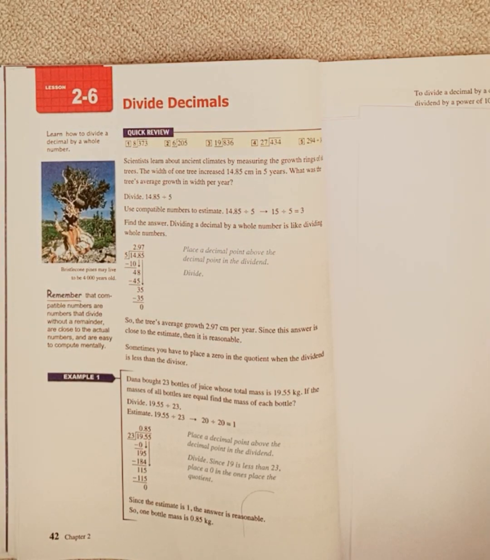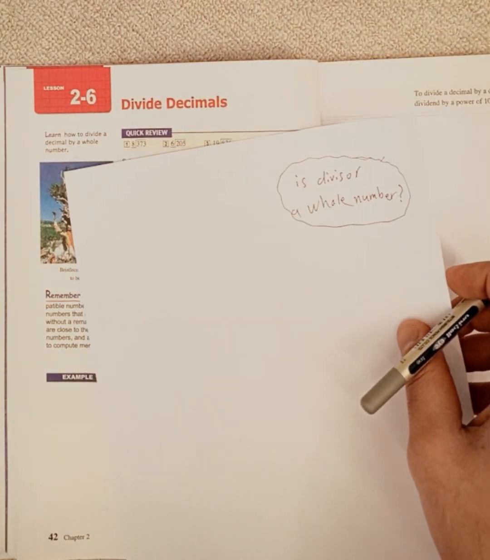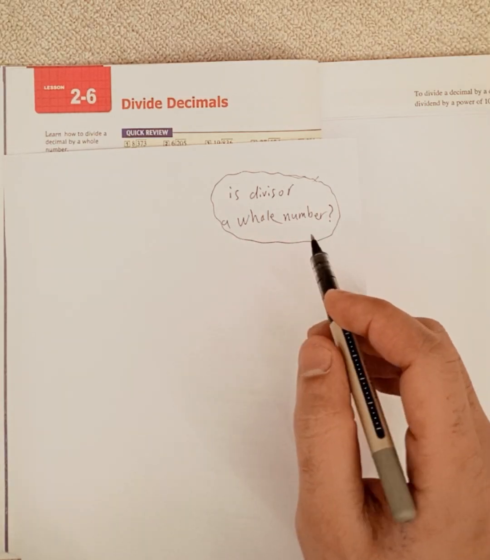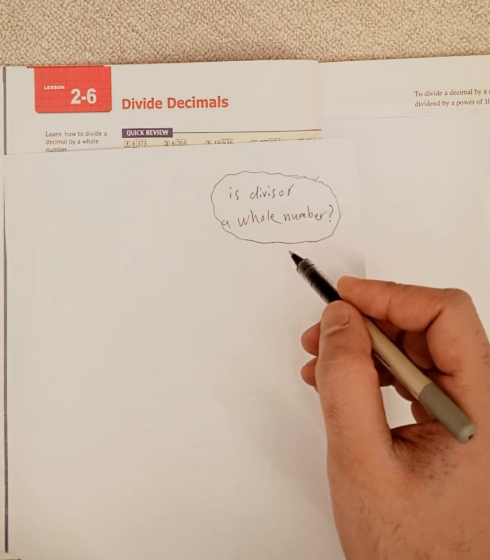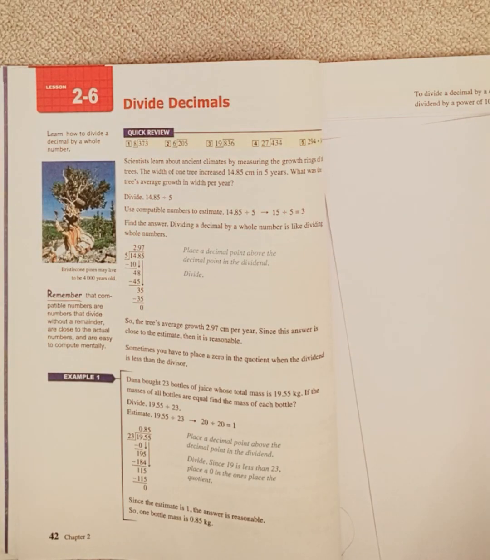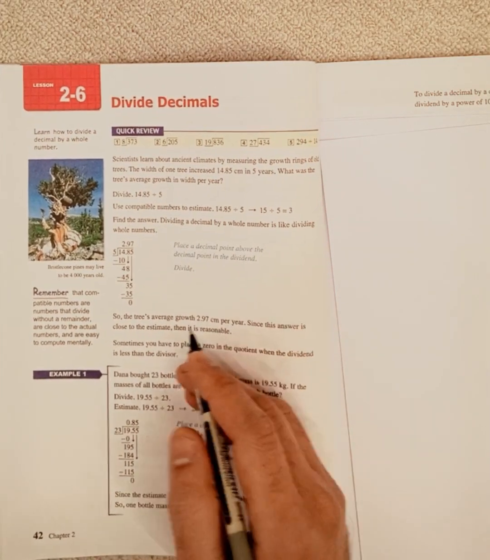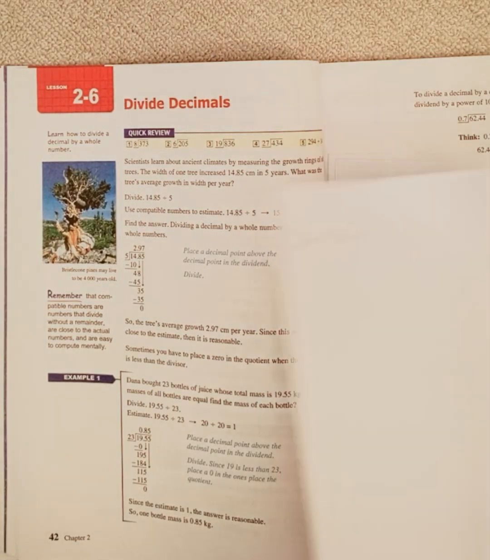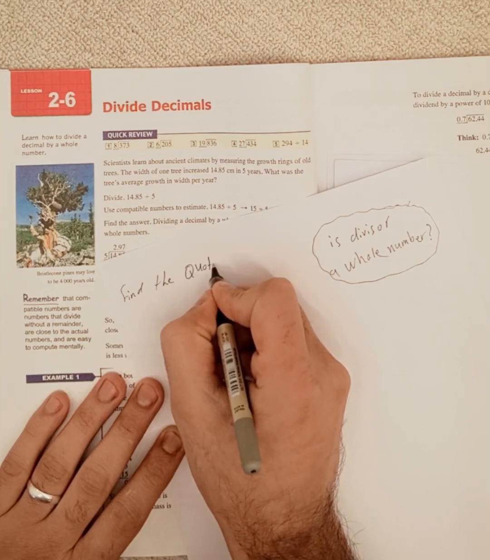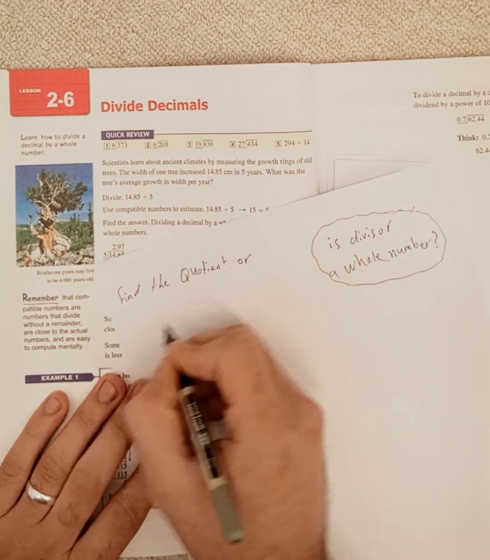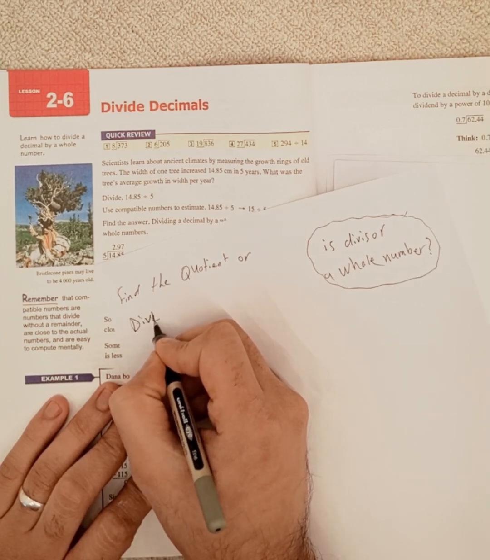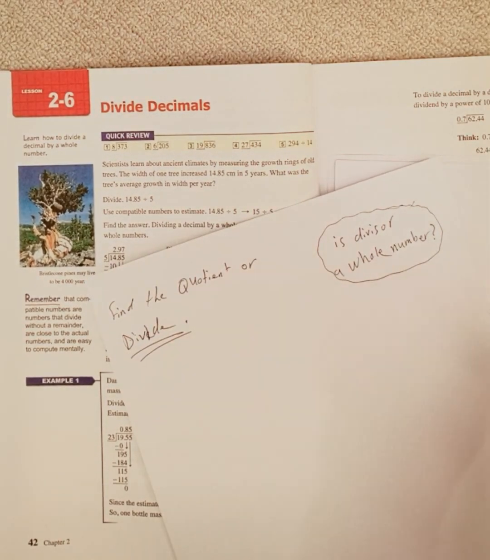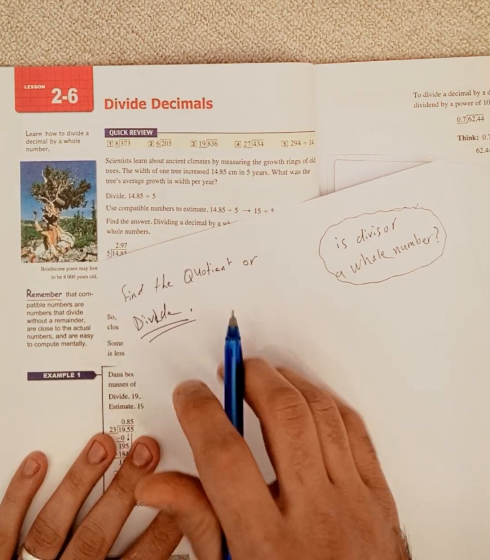The first question you have to ask yourself is: is the divisor a whole number? You have to ask this question to yourself. If the question says find the quotient, or if the question says divide, we have these two types of questions. The question says find the quotient or divide it. There's no difference between these two, it's the same.